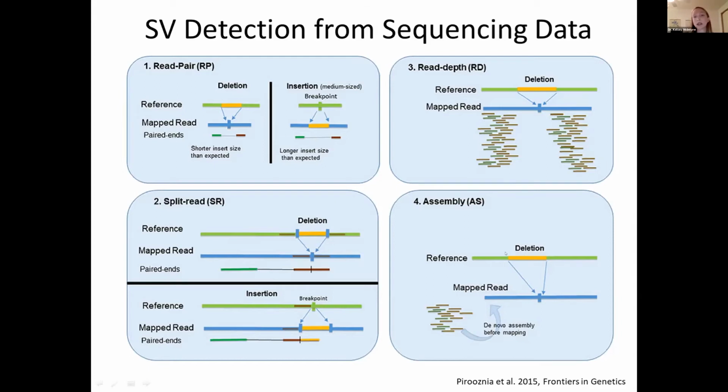And then there's assembly, which we aren't using. Assembly methods are basically reconstructing the genome piece by piece de novo and putting it back together. That's great for identification of novel insertions, for example, but it's really something that works better on small genomes, and it is not great for repetitive elements, which are common within the human genome. So we are using a combination of the first three methods.